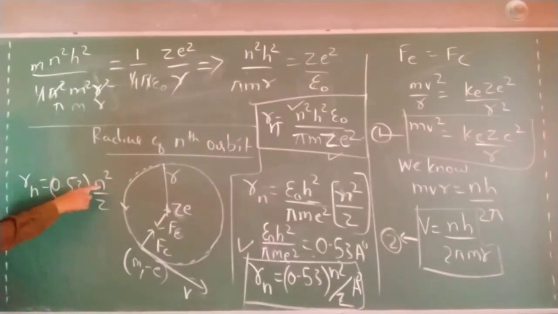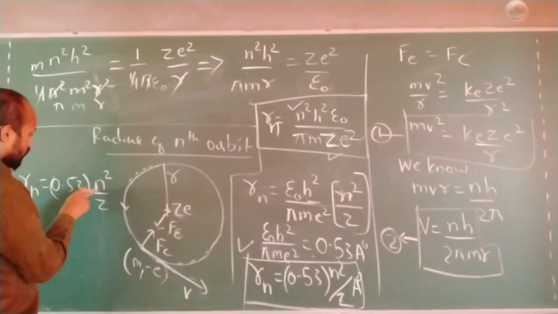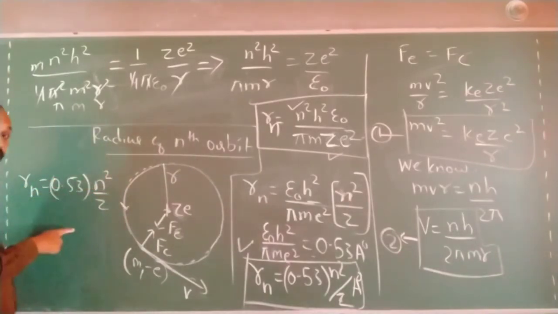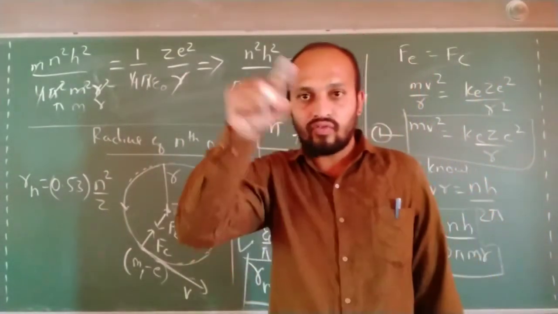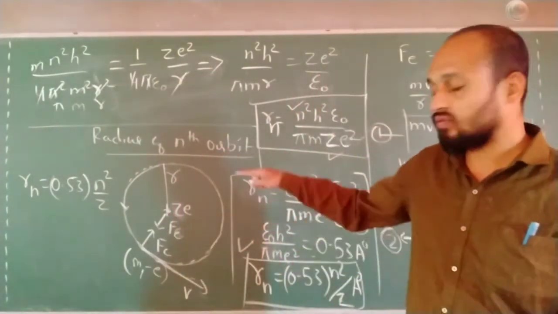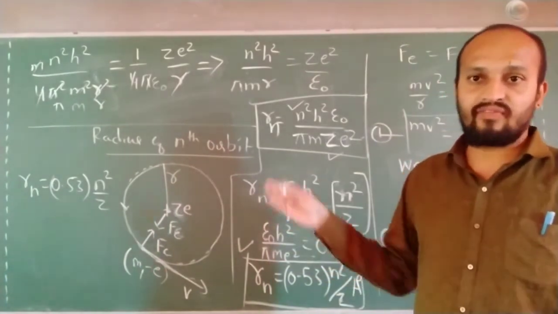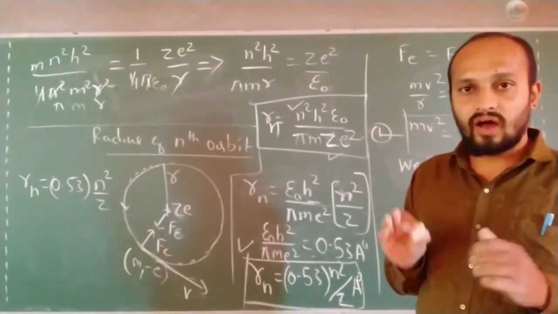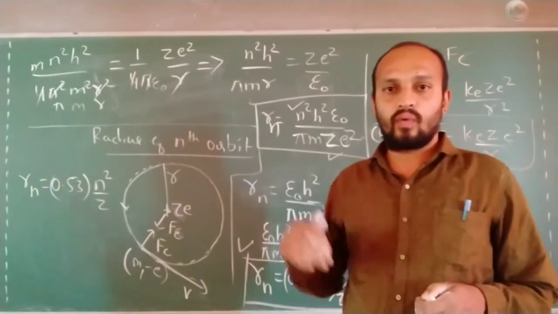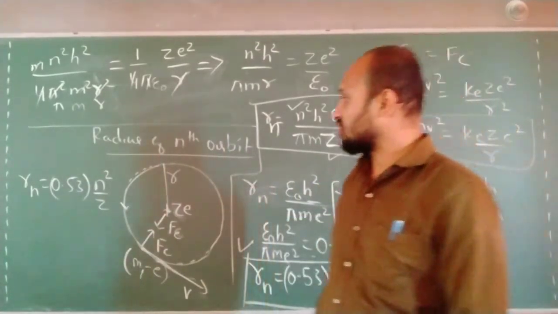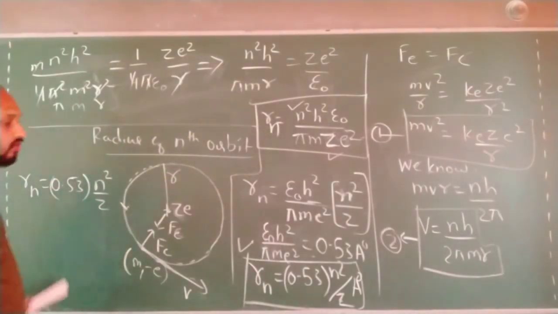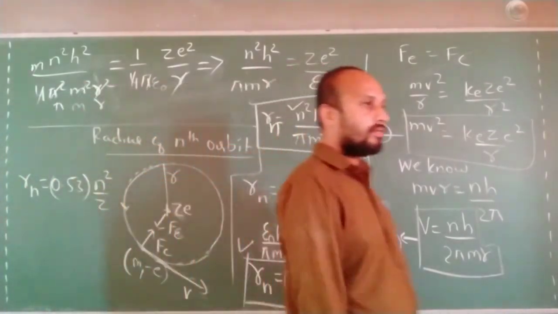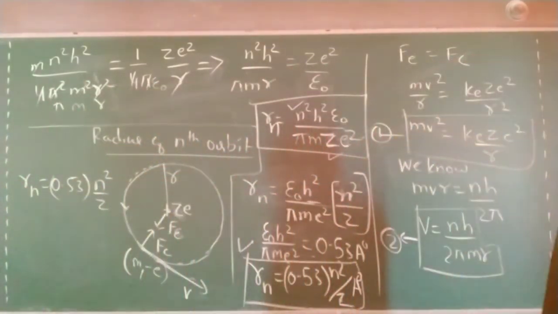See, from this, the radius of the nth orbit does not depend linearly on the number of orbits formed around the nucleus. So I can say from this equation that the radii of the orbits are not equally spaced one after another. This is one thing I can say. And it also depends on the type of nucleus we are considering, that is Z. Okay?